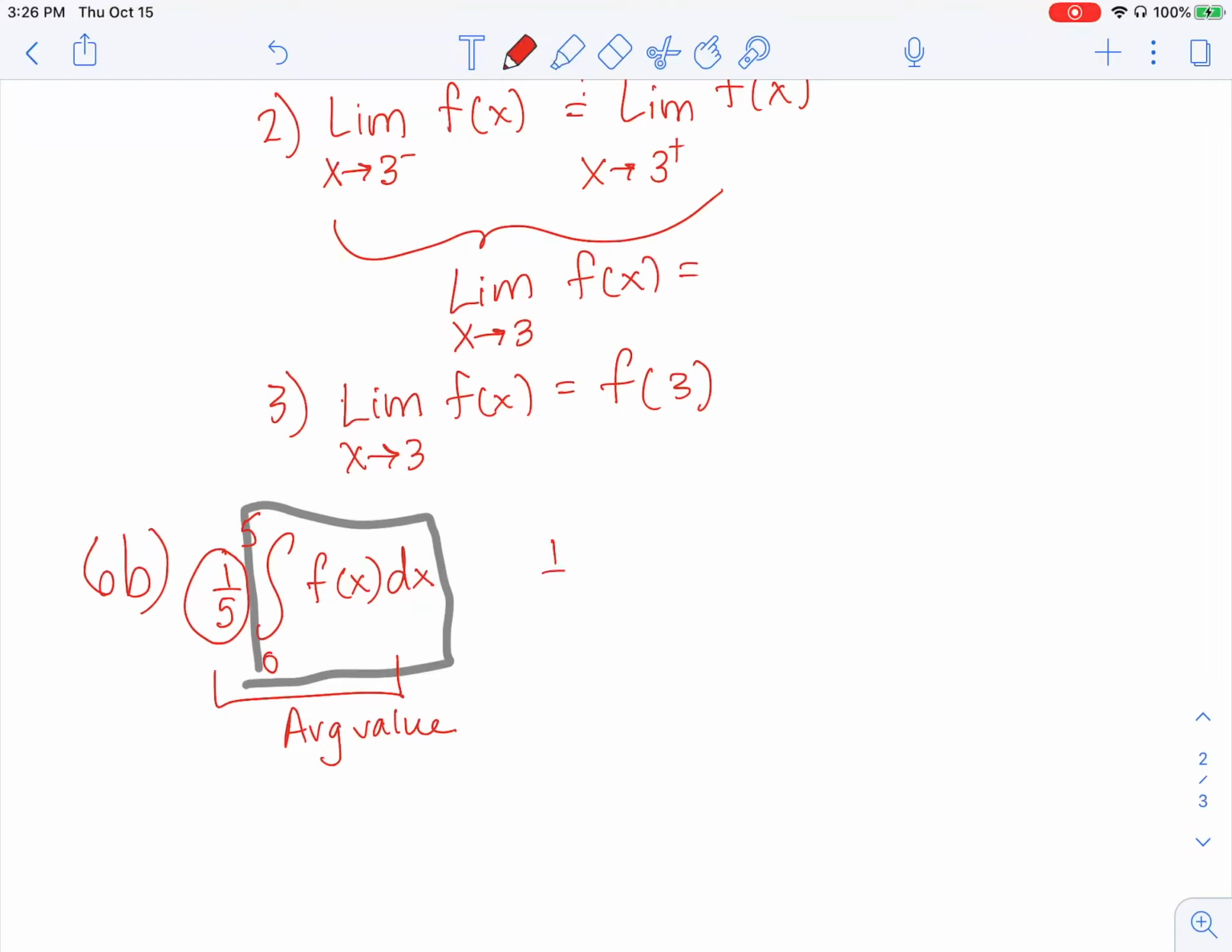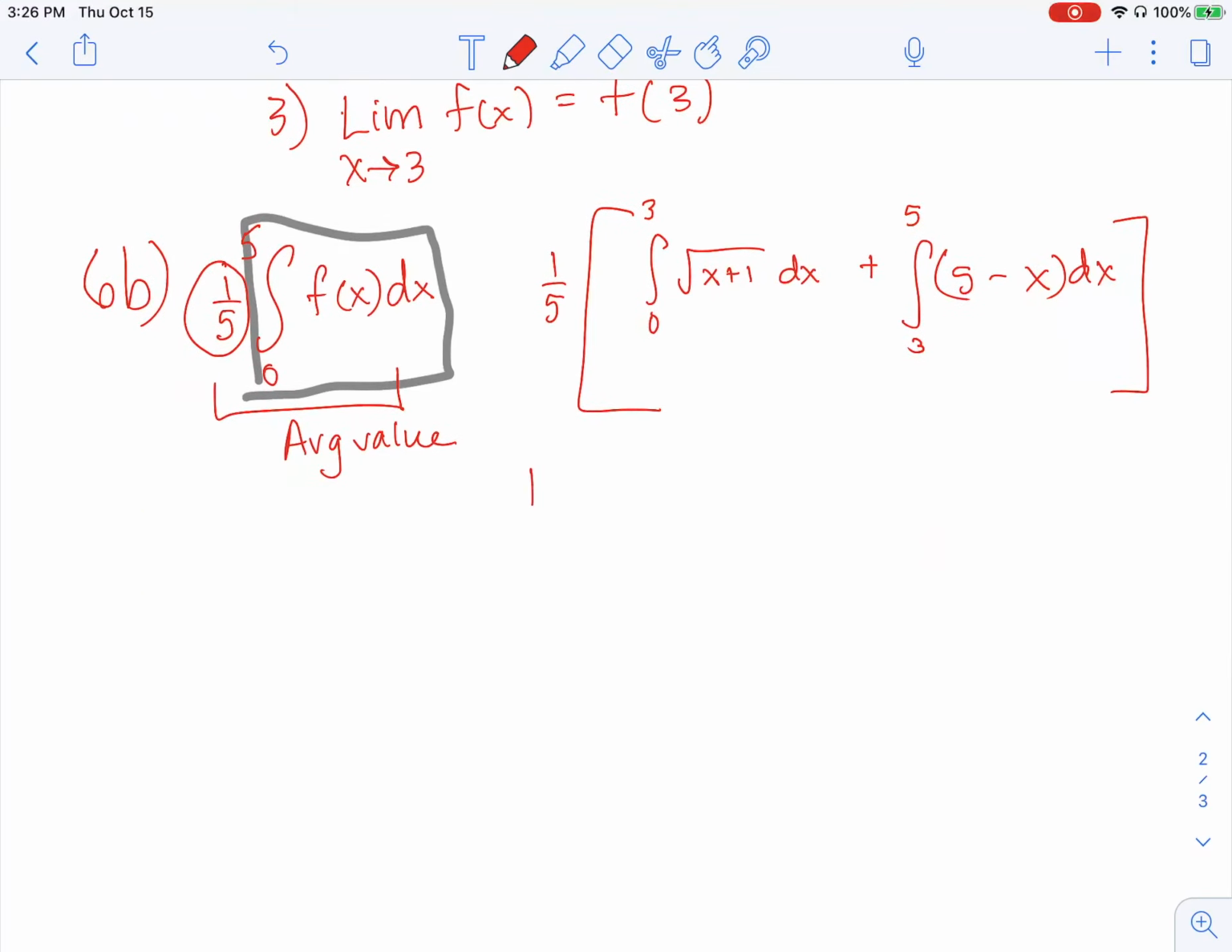So I'm going to do 1/5 times... I can't do 0 to 5 because that's broken up into 2 parts. So I have the integral from 0 to 3 of the square root of x plus 1 dx, plus the integral from 3 to 5 of the other part, which is 5 minus x, dx. So that's what I should see. Then I'm going to take that 1/5, and now I'm going to calculate this.